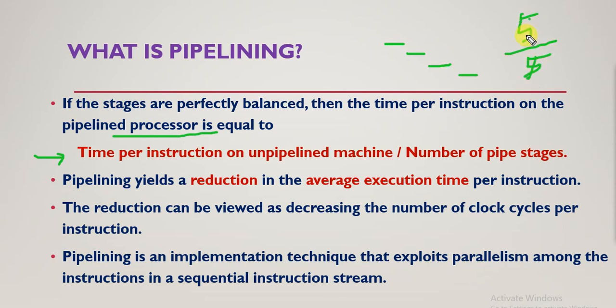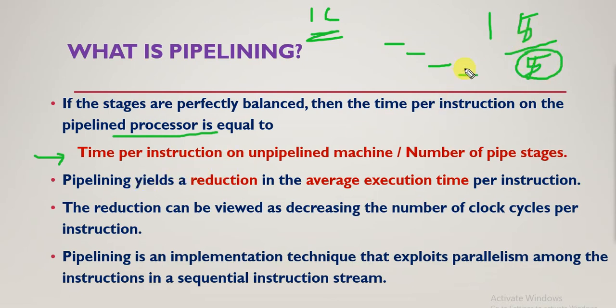So what is the value here? 5 by 5, that is 1. Now we can say that one clock cycle will be the time per instruction on a pipelined processor. Normally, if different instructions are executed separately one after another, it will take 5 seconds. That is this one.